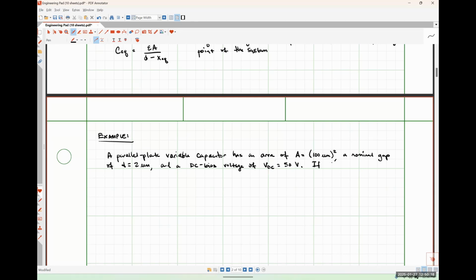If the spring constant of the suspension is K equal to 400 newtons per meter, I want us to determine the device's electromechanical transduction factor.